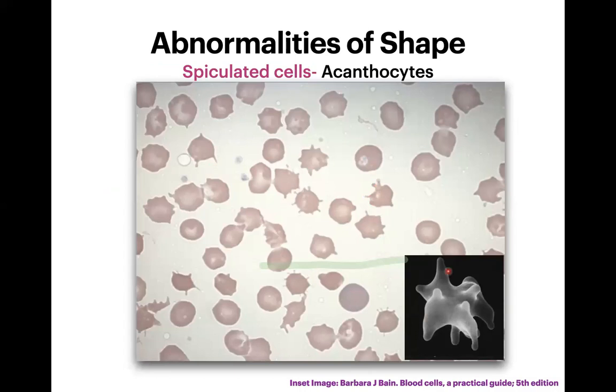And this is reflected by this electron microscopic image of an acanthocyte. You are seeing that it is a spherical cell with uneven multiple spicules, which are unevenly distributed, as well as uneven in their appearance.